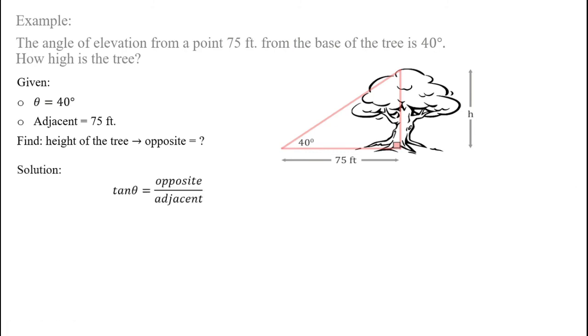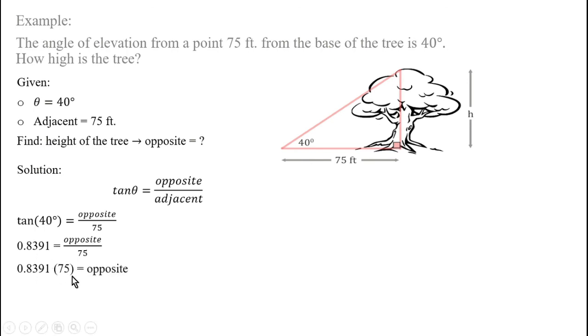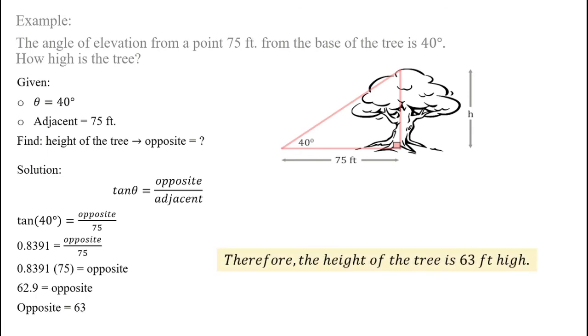Solution: we can use tangent theta since it is opposite over adjacent. Substitute the given values. We have our theta, 40 degrees. Opposite is our unknown. Adjacent is 75 feet. So tangent 40 degrees, which is 0.8391, multiplied by 75. We can get now our opposite side, which is 62.9 or 63. So therefore, the height of the tree is 63 feet.